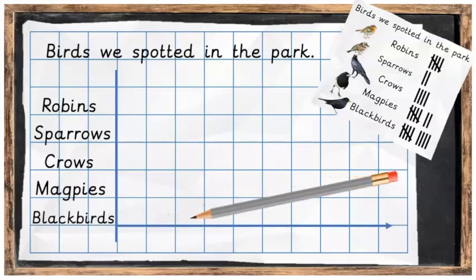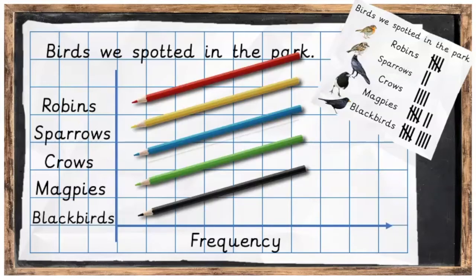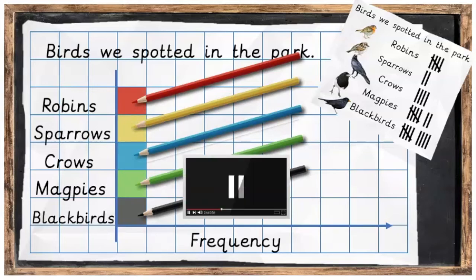Along the bottom there's going to be another line, and this is going to show our frequency, or how often we spotted the birds. From here, we can now begin to colour in the block graph. Try using different colours for each bird. Press pause, fill in your block graph with the correct amounts, and then press play when you are done.